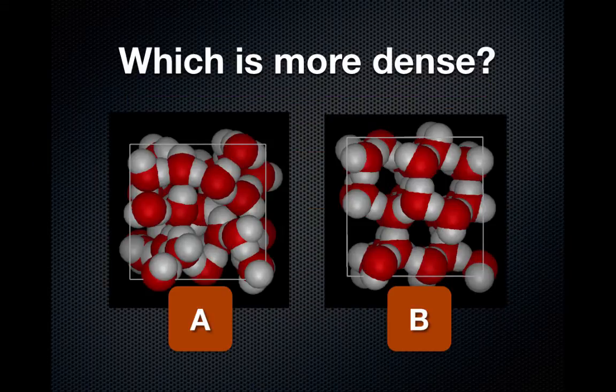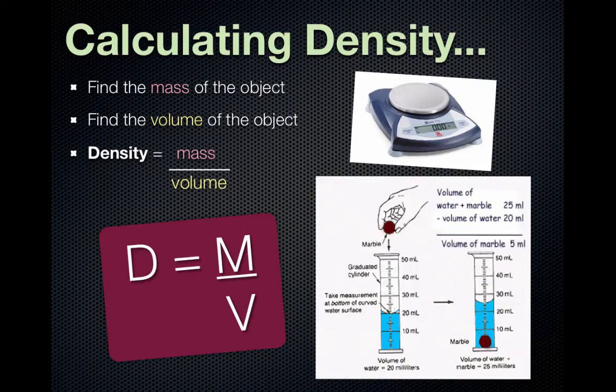Now, if you're looking at these two images, which do you think is more dense, A or B? If you chose A, then you are correct because there is more mass per unit of volume. To calculate density, you need to find the mass of the object and find the volume of the object. You can find the volume by either using an equation, like length times width times height, or by using the water displacement method if it's an irregularly shaped object.